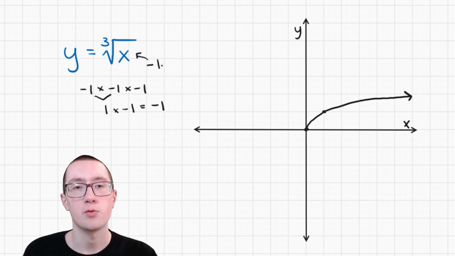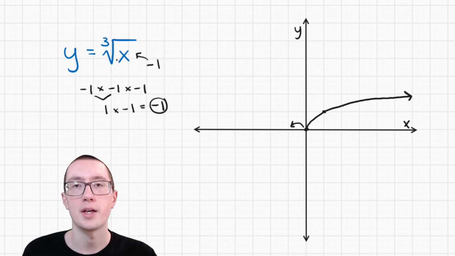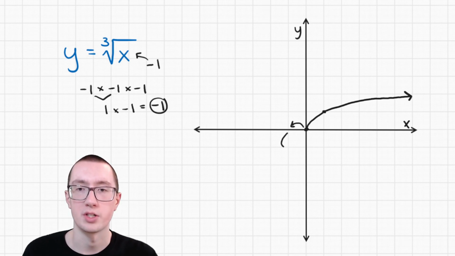So if we put in negative 1 for x, we get out negative 1 for y, which means negative numbers are to the left. So we go 1 to the left. And then y equals negative 1. That means we go 1 square down. And we have another point right here.